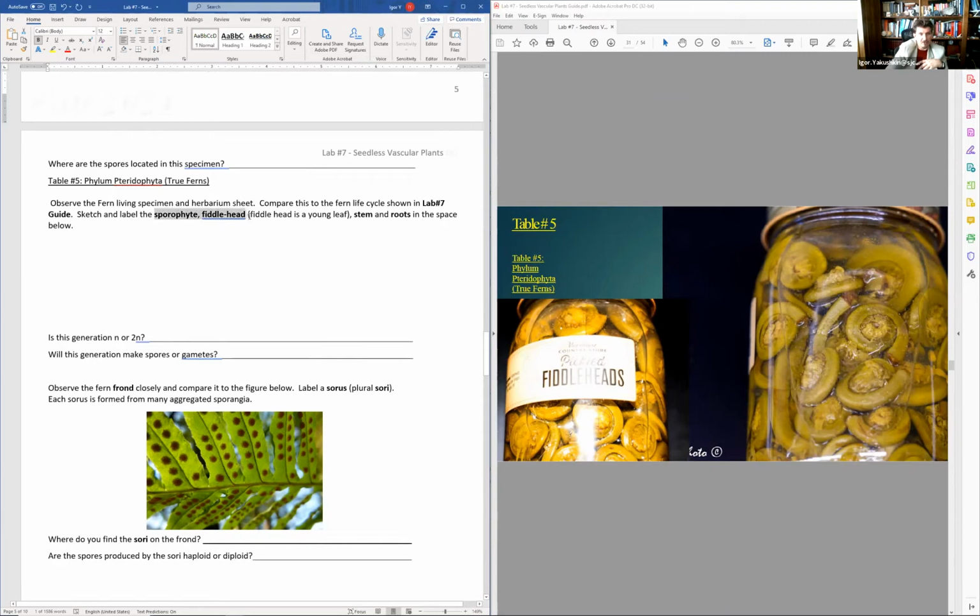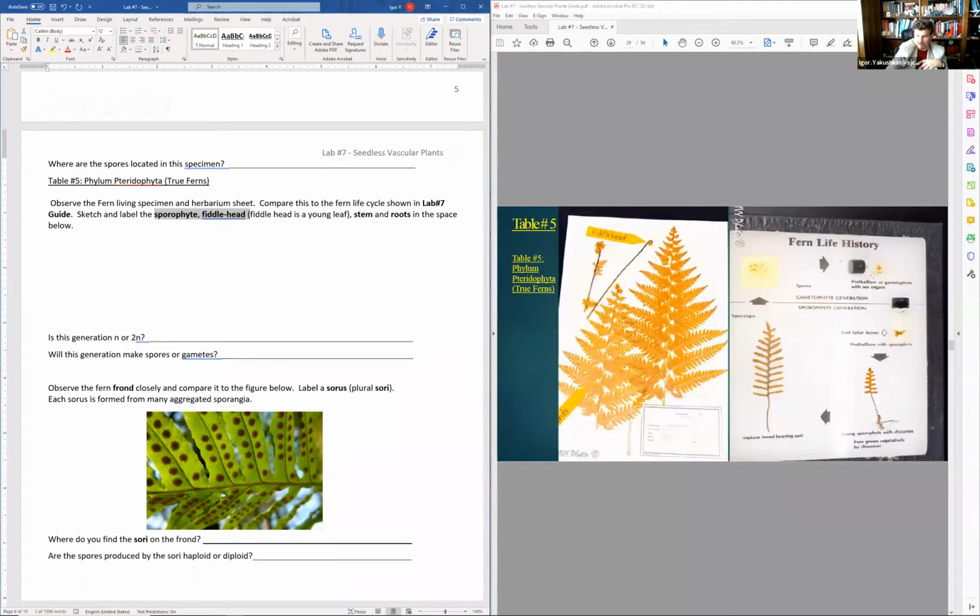So now, sporophyte, any of those pictures, that's a sporophyte, that's a sporophyte. The gametophyte, you will see it under the microscope. If it's a sporophyte, it would be a diploid generation. So it's a diploid generation, and because it's a sporophyte, it will be producing spores, right?